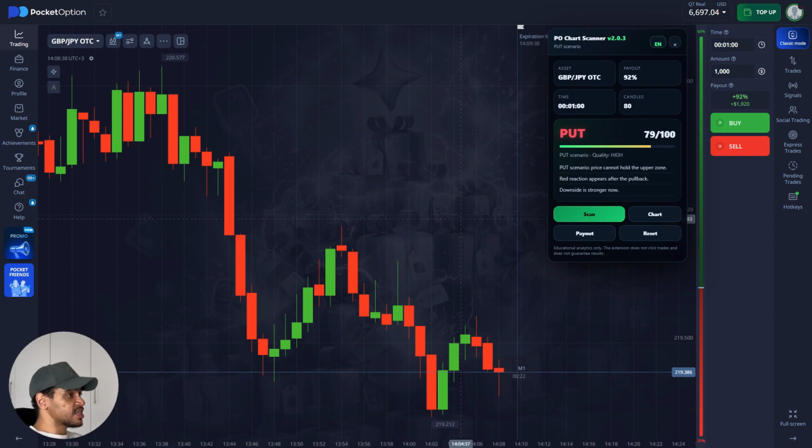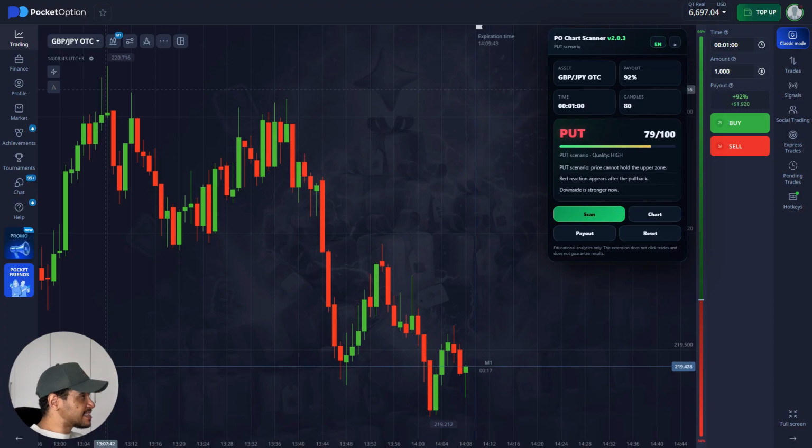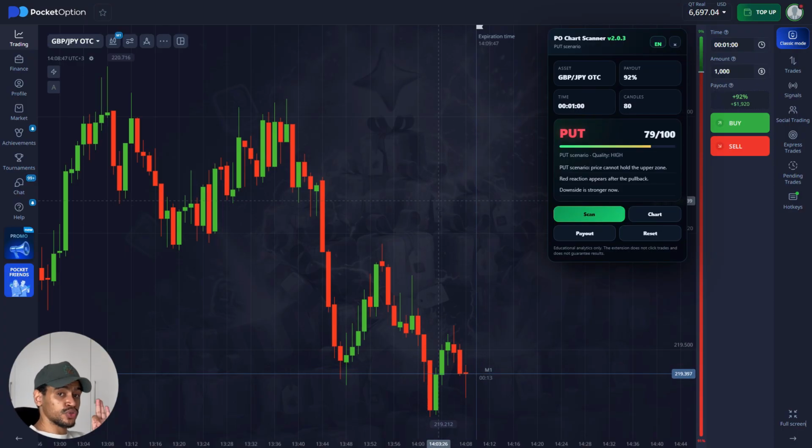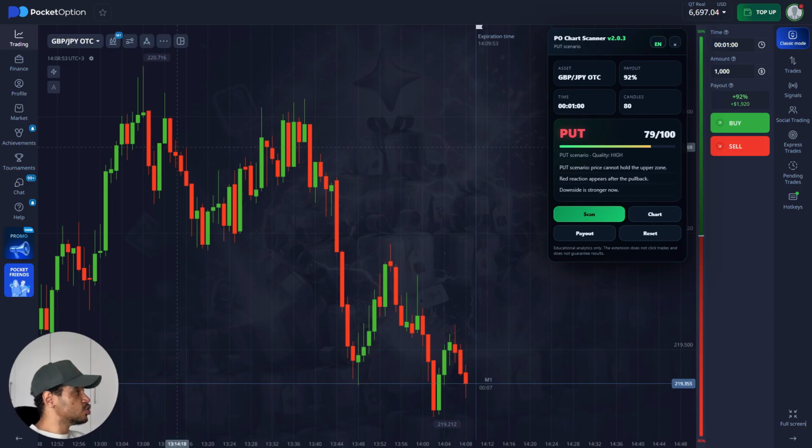So make sure to actually read what the tool is telling you, because this tool is not only giving you a signal, it's actually breaking down the exact situation that you selected, so you understand why a certain position was given to you. This is extremely important for your learning, for your longevity in the market, because you not only want to rely on the tools, you actually want to understand the market yourself.